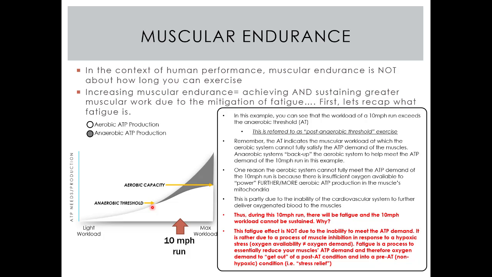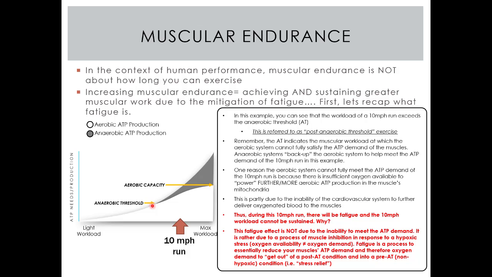This process is called fatigue, more specifically acute muscular fatigue. So fatigue is essentially an immediate stress relief response mechanism. It is slowing the muscle down so that it can get out of a post-anaerobic threshold hypoxic situation to a pre-anaerobic threshold non-hypoxic situation. So say the running workload right below your anaerobic threshold is 6 miles per hour.